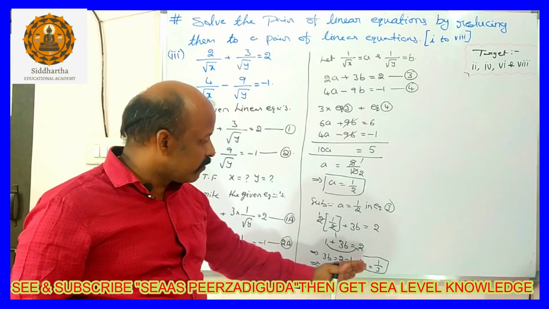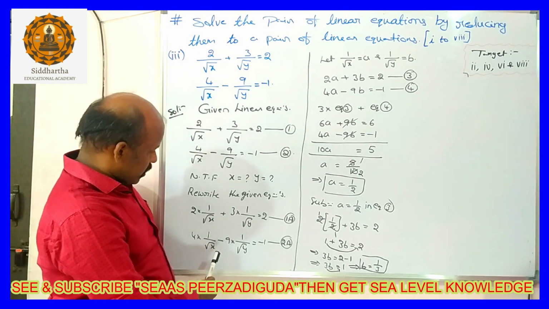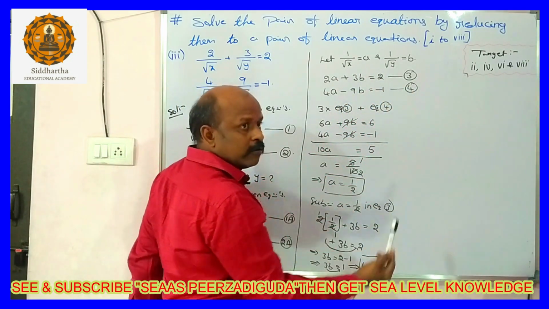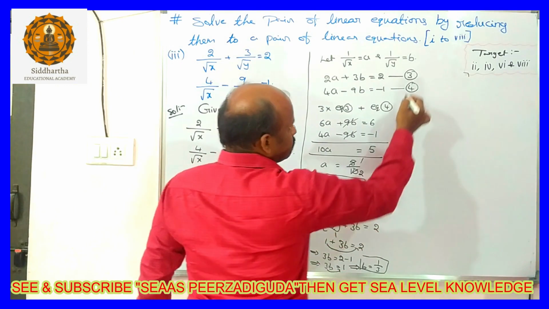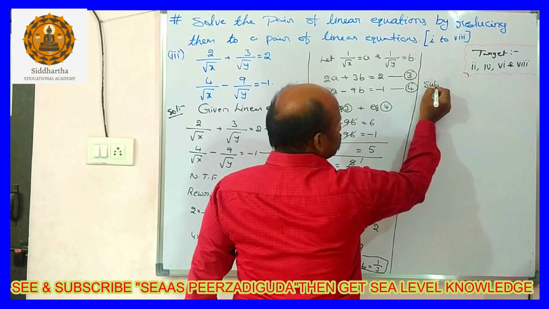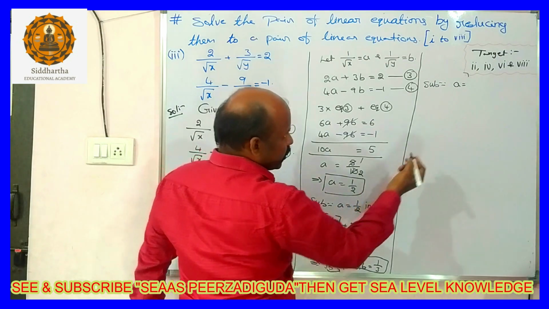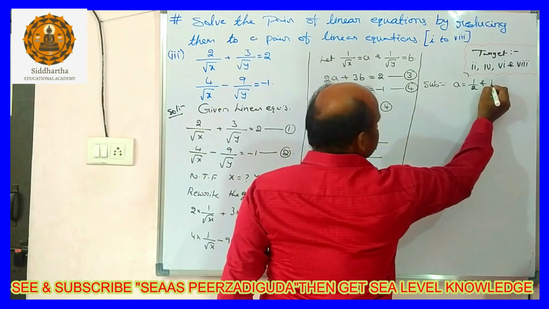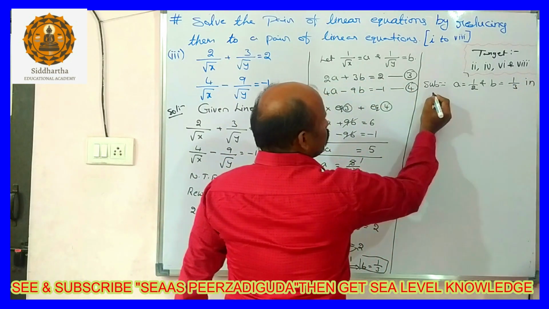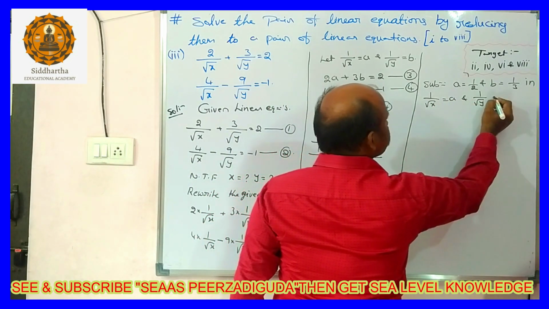After getting the a value and b value, we have to substitute these two values in 1 by root x is equal to a and 1 by root y is equal to b. So now you observe over here. Substitute a is equal to 1 by 2 and b is equal to 1 by 3 in 1 by root x is equal to a and 1 by root y is equal to b.